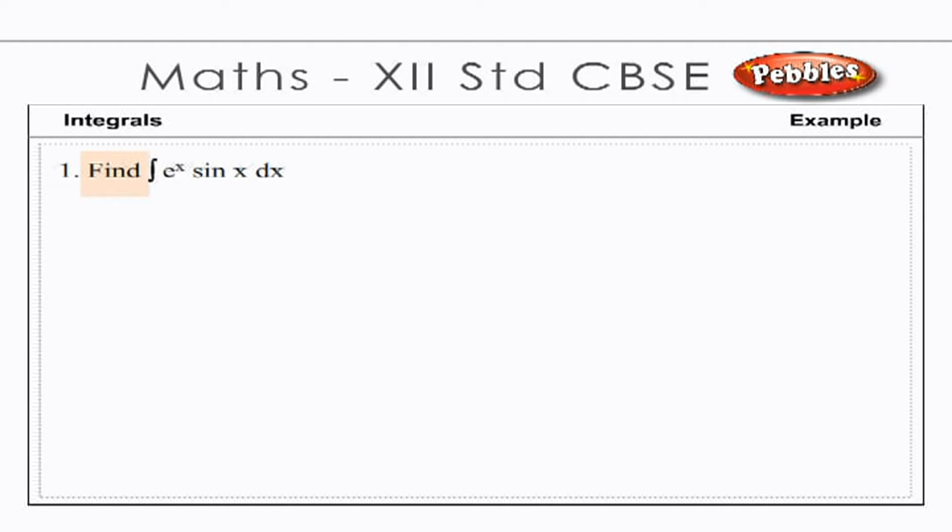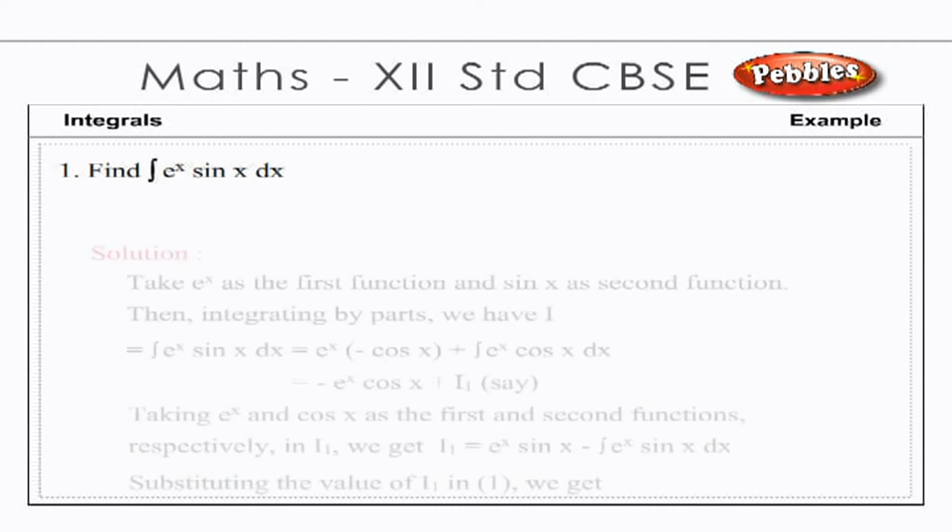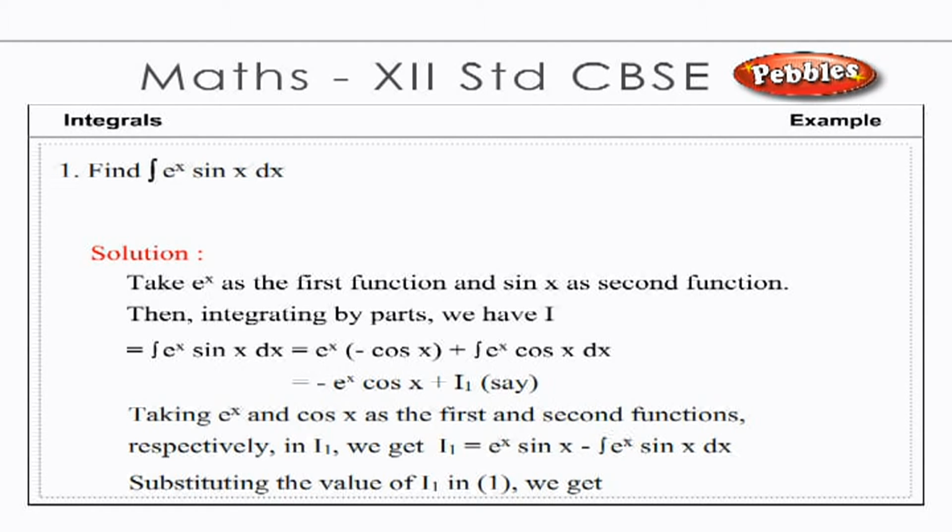Example, find ∫ e^x sin x dx. Solution, take e^x as the first function and sin x as the second function. Then, integrating by parts, we have I = ∫ e^x sin x dx = e^x(-cos x) + ∫ e^x cos x dx = -e^x cos x + I1, say. Taking e^x and cos x as the first and second functions respectively in I1, we get I1 = e^x sin x - ∫ e^x sin x dx.